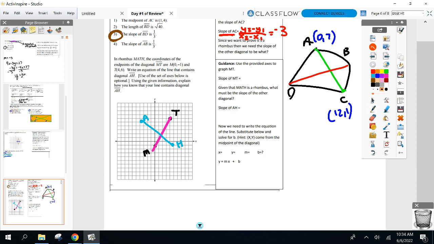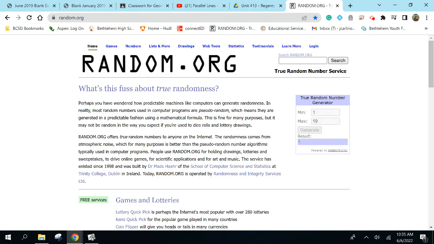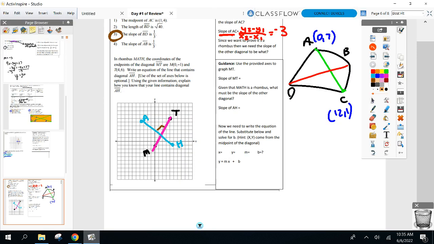Because it's a rhombus, I know the diagonals are perpendicular. So find the slope of MT for me first. Yeah, you're going to need your calc for this one. The crappy numbers on this one. When you get it, let me know. Positive 7/4 is the slope of MT. I like it.